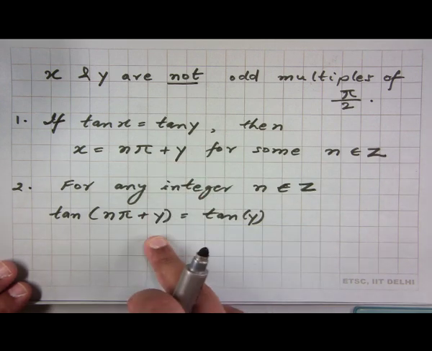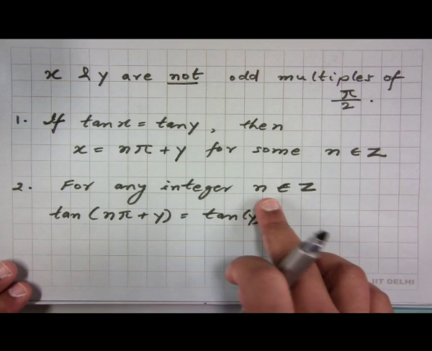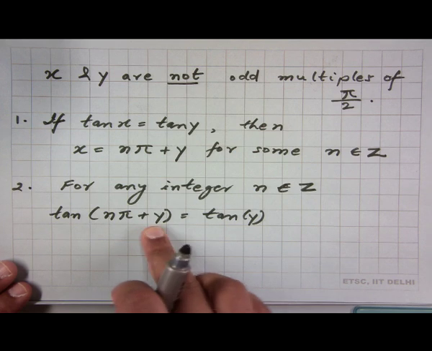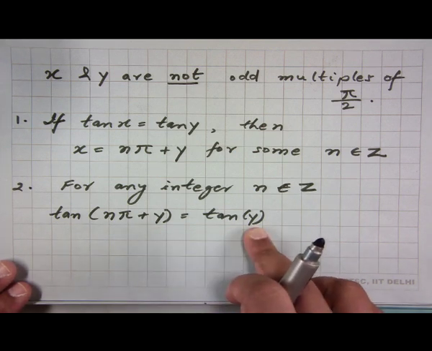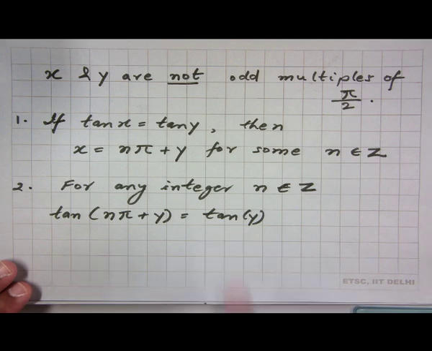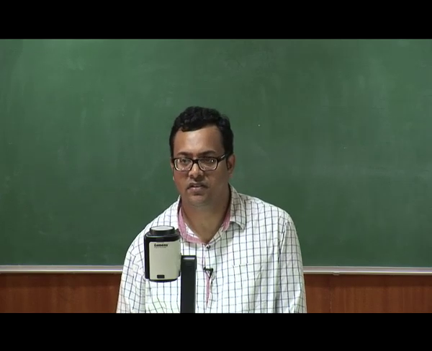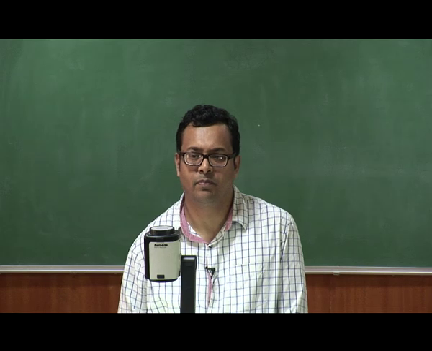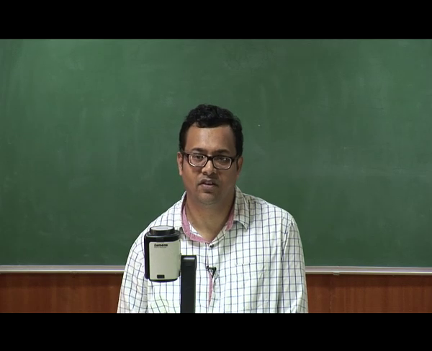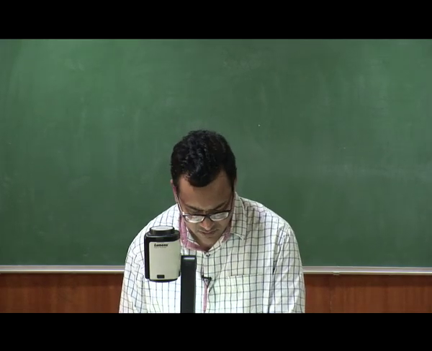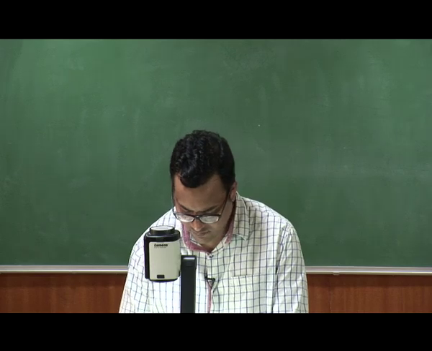On the other hand, for any integer n, we can show that tan of (n pi plus y) is the same as tan y. And this is not very difficult to see, because in the previous lecture we saw that tan of x is a periodic function, tan of x is the same as tan of (pi plus x), is the same as tan of (2 pi plus x) and so forth. Nevertheless, we will still prove it here.